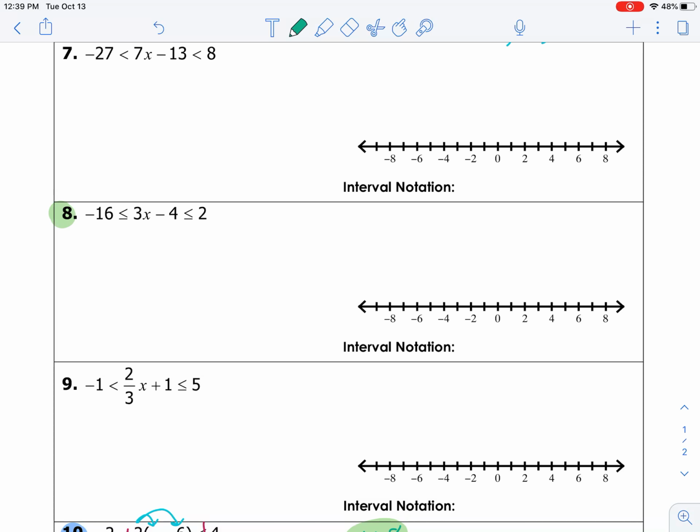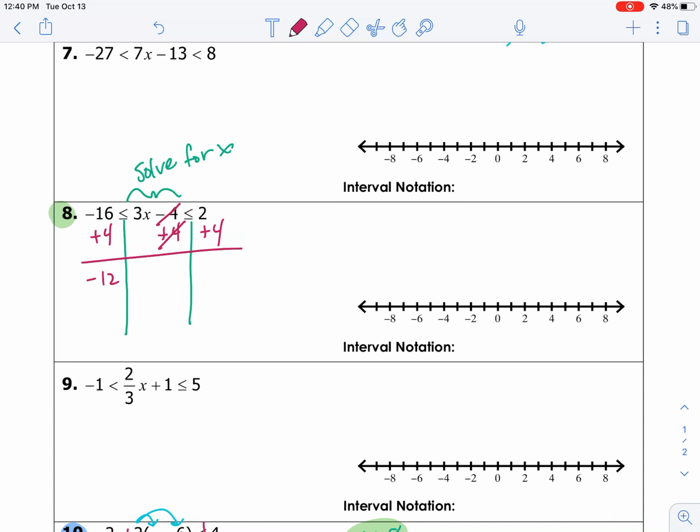Okay, so go ahead and pause this video, give number 8 a try, and then come back to this video to see if you got it right. So now that you've tried number 8, let's work it together. Draw my lines here. Remember, we're trying to solve the middle for x. So our first step in solving for x, we need to add 4 to all 3 parts. 3-headed dragon.